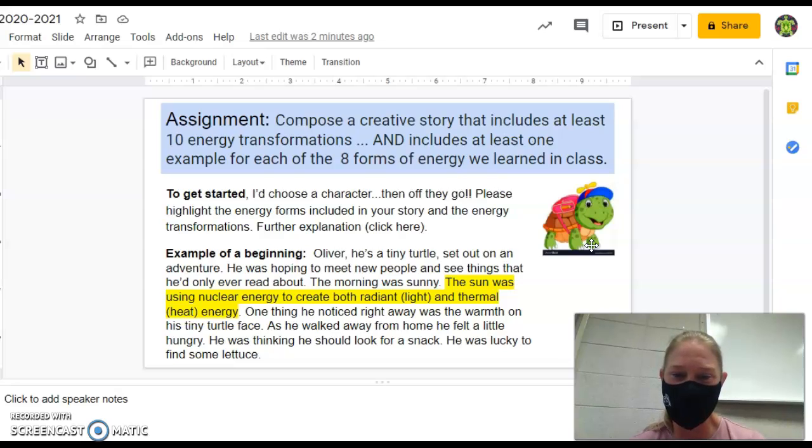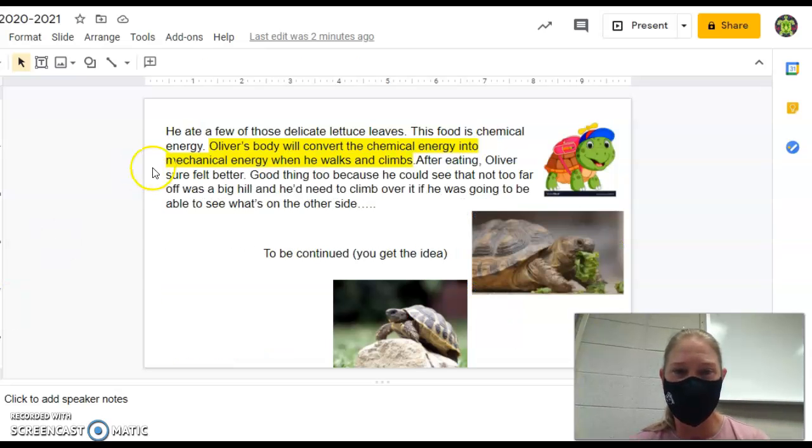As he walked away from home, he felt a little hungry. He was thinking he should look for a snack. He was lucky to find some lettuce. He ate a few of those delicate lettuce leaves. This food is chemical energy. Oliver's body will convert the chemical energy into mechanical energy when he walks and climbs.